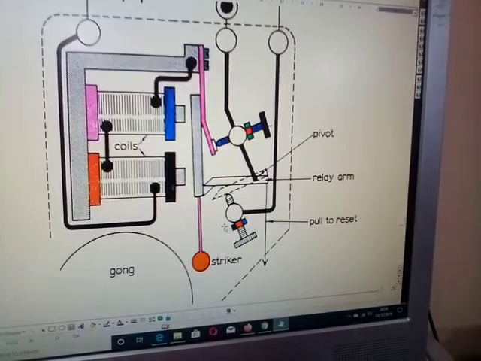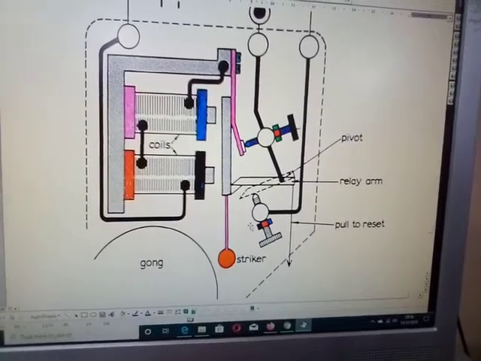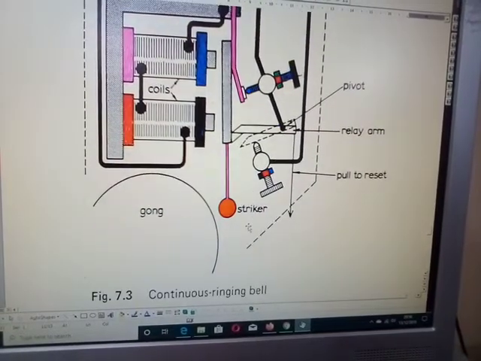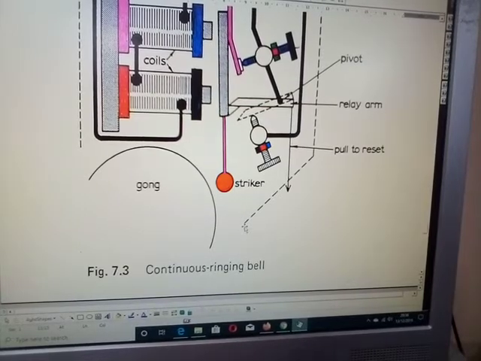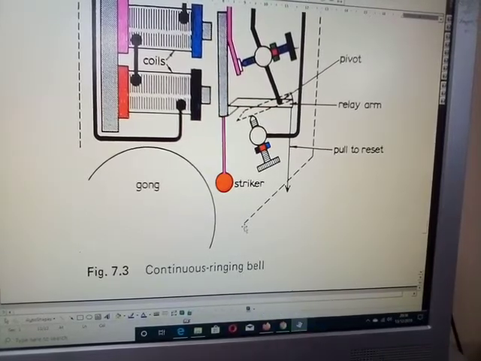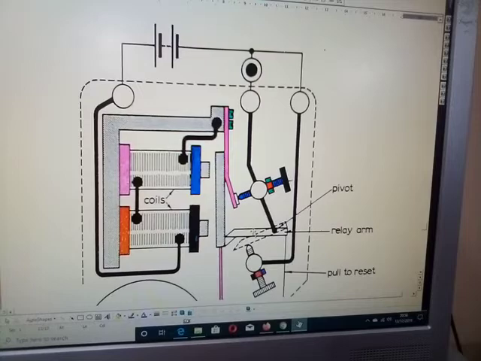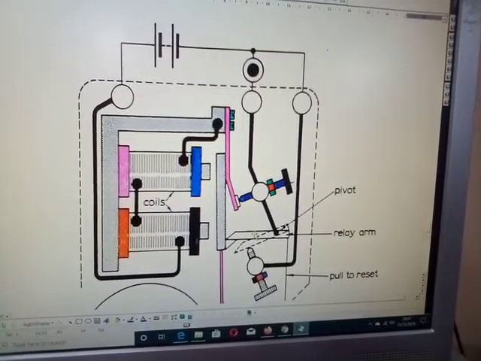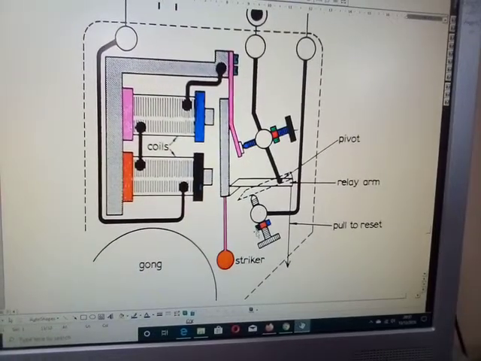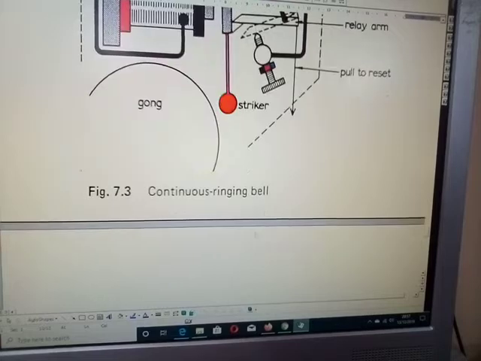It will remind you of the fire bell. So again, this is your continuous ringing bell. I'll just go up to make sure that you get everything in place, and you can see how it is structured. I've reduced the magnification a little bit, so I hope that will help.